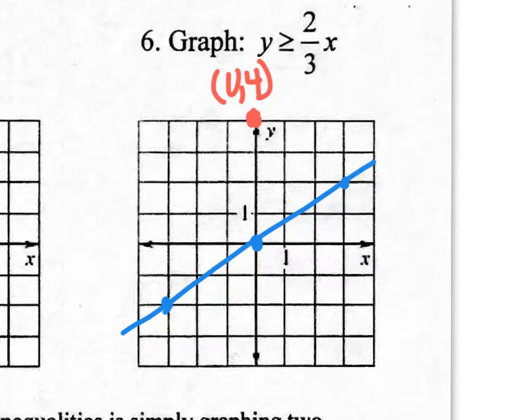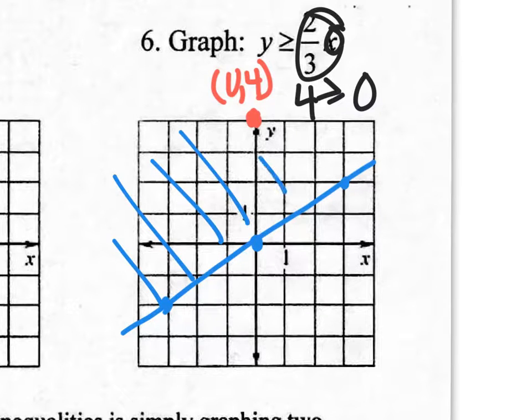So when I plug in 0 for x, there's going to be a 0 right there. This whole thing's going to be 0. Plug in a 4 for y. It's going to say 4 is greater than or equal to 0. What's up with that? 4 is greater than or equal to 0, yes or no? Yes. So your answers are up there on that side. You shade in that side.